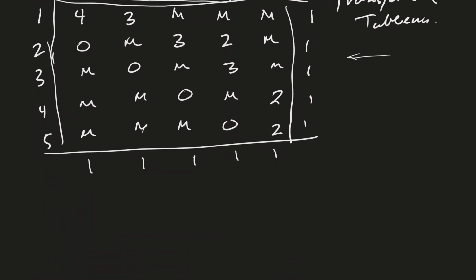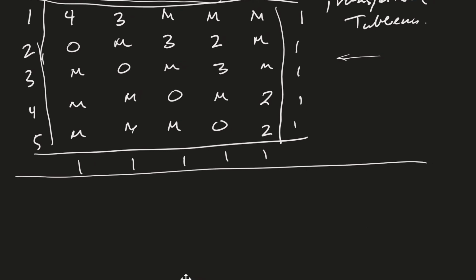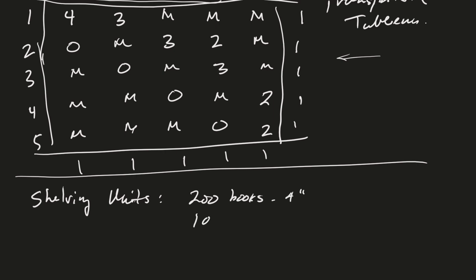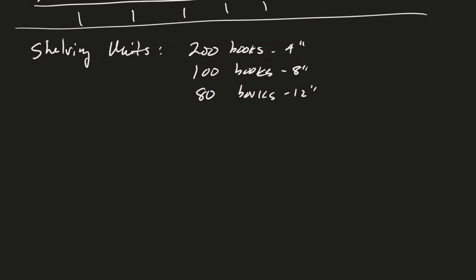Now, the second thing I wanted to talk about in this video is just how to set up kind of a weird situation into a graph. And that is, I've got some shelving units for a library. And I have 200 books that are 4 inches tall, 100 books that are 8 inches tall, and 80 books 12 inches tall. Okay, and now as I'm building my bookshelf, there's some costs associated with that. I'm going to assume, by the way, that each is 1/2 inch thick, so I get some width going on there.